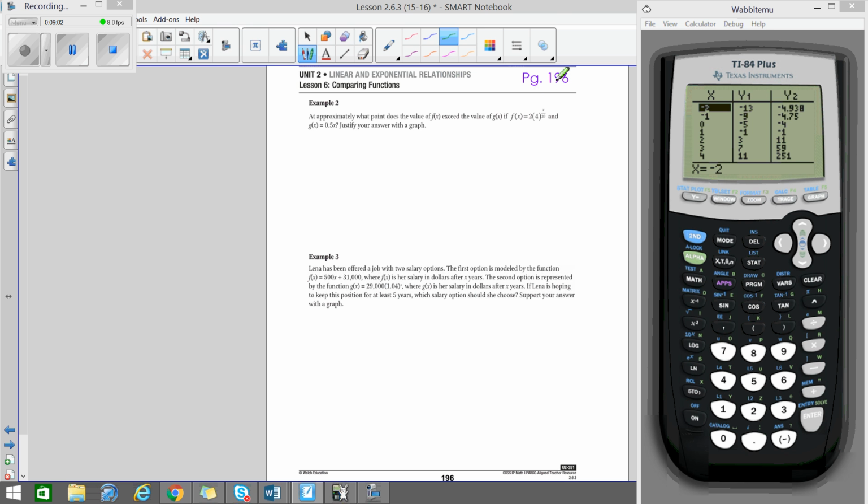So example 2 on the next page, I don't know if it's 196 or 197. All right, you're going to see this. At approximately what point does f of x exceed the value of g of x? Now, exceed means beats.